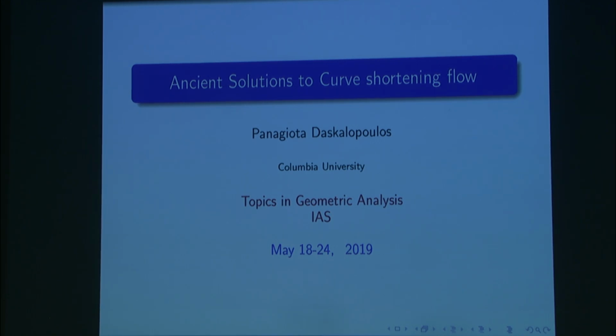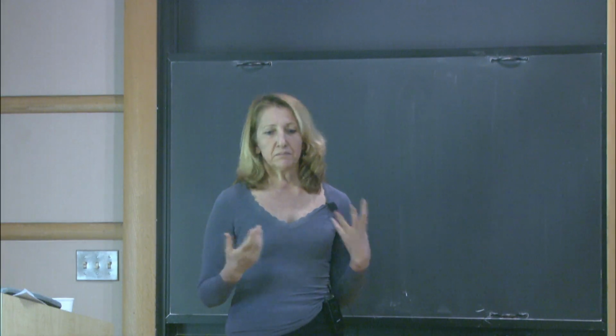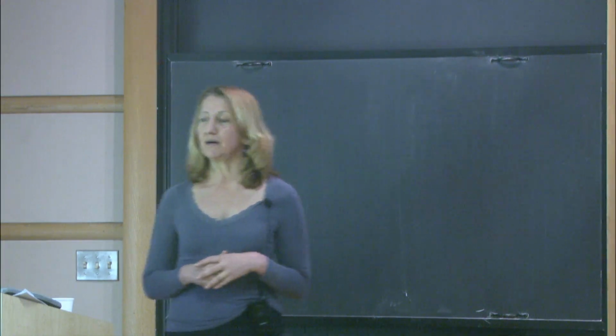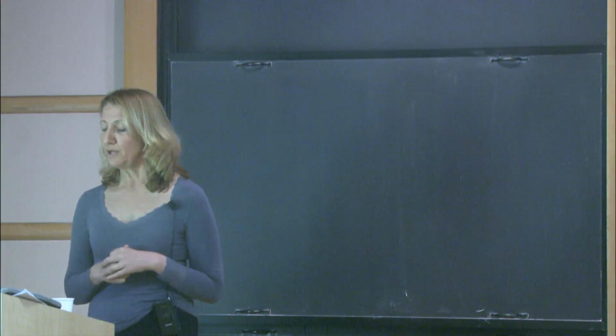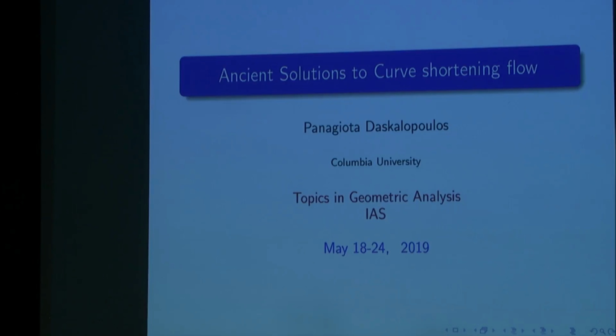So what I would like to do in my last two lectures is talk a little bit about this project of ours, but I will concentrate on two simpler flows: the curve shortening flow, which is the simple case of the mean curvature flow, and the 2D Ricci flow, which is one dimension lower than the 3D Ricci flow that we had in mind, although it's a little different.